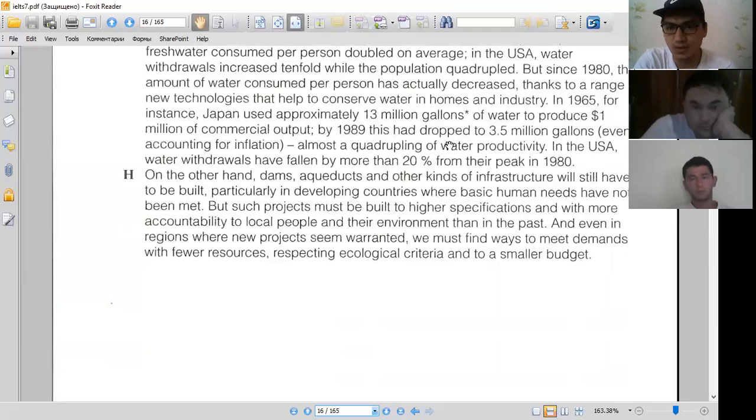So in 1965, for instance, Japan used approximately 13 million gallons of water to produce $1 million of commercial output.